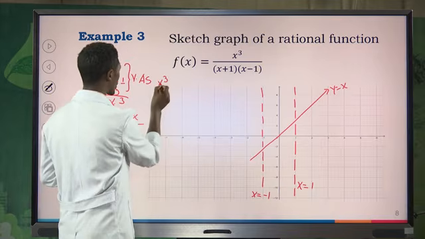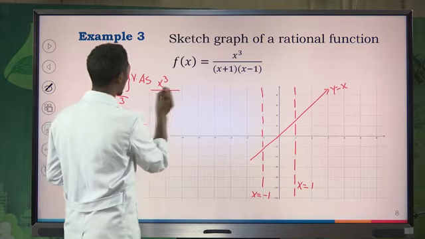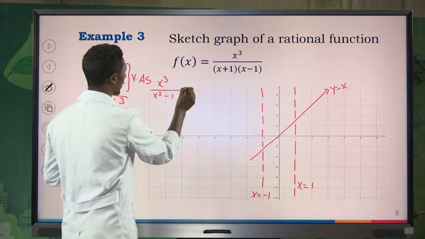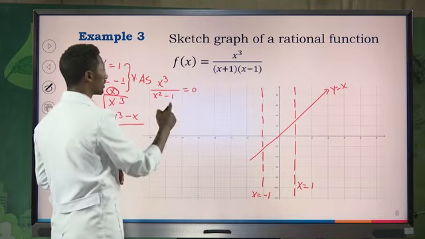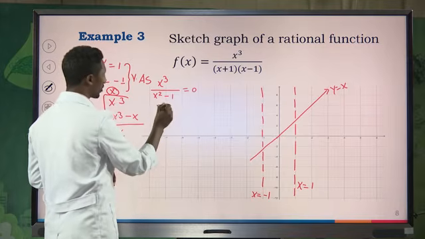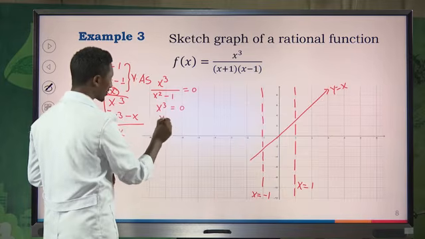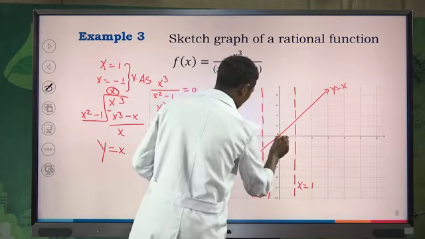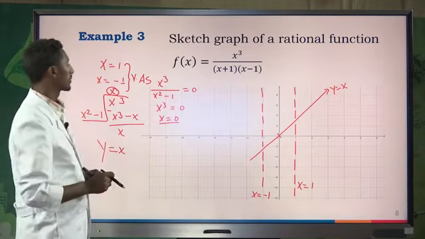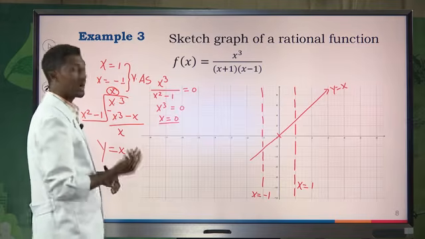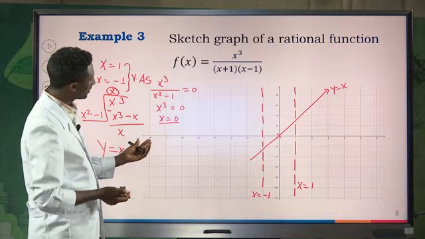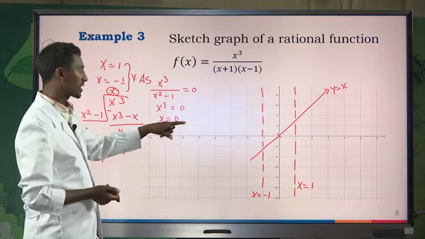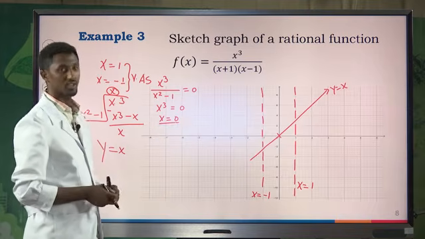To determine the x-intercept, let's solve this. x cubed over x squared minus 1 equals 0. If we cross-multiply, x cubed equals 0. So x equals 0. So at the origin, the graph will intersect the x-axis, and it intersects the y-axis also at that point.